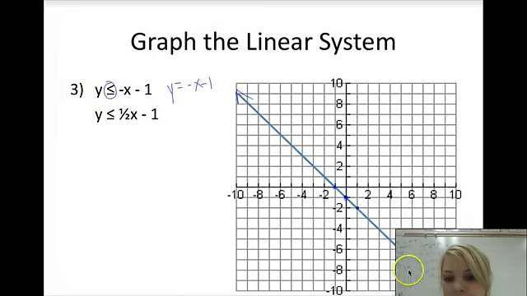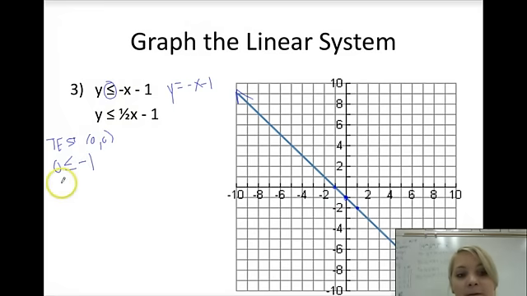And then we're looking at where to shade. We're going to test 0, 0 once again. So we get 0 is less than or equal to 0 minus 1, so 0 is less than or equal to negative 1, which is false. So 0, 0 is here, and we're shading on the other side. So we're shading to the left.